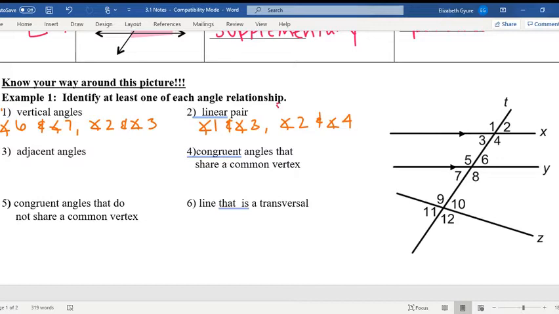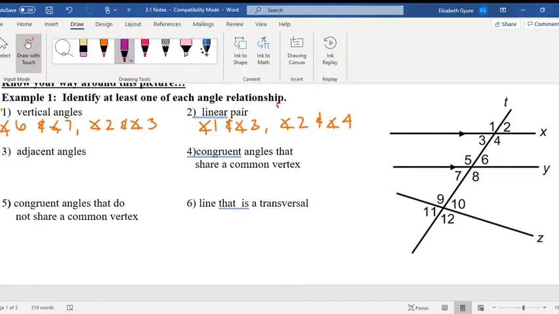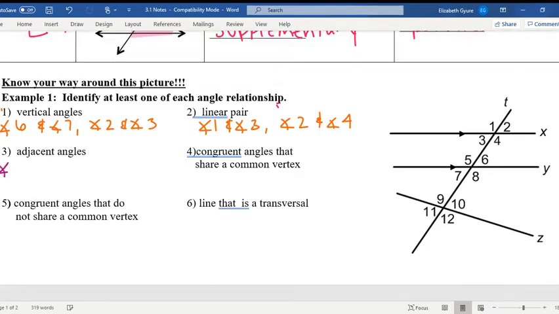They share a vertex and a side. So one example of adjacent angles here could be 3 and 4. Angles 3 and 4 would be adjacent. They're next to each other. So now that we have an example, can we find another one? Sure, 5 and 6. Also, all our linear pairs are adjacent, so those would be the same as well.